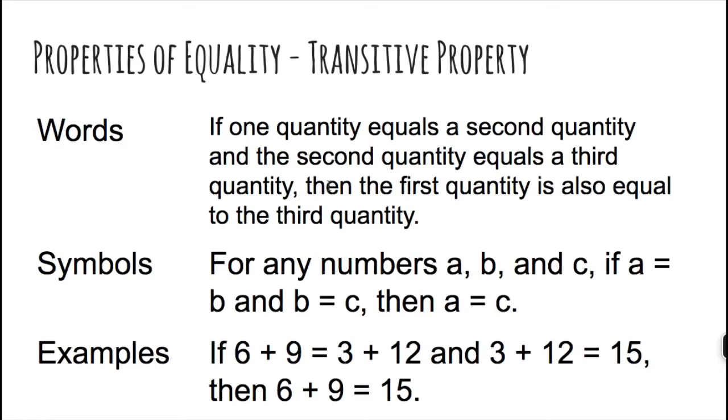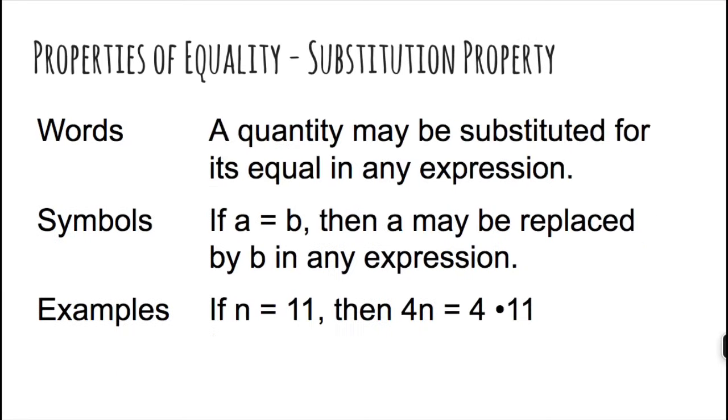In this first set, our next one is the substitution property, which says that a quantity can be substituted for its equal in any expression. So if A equals B, then anytime you see an A, you can replace it with a B. The most common way that we use the substitution property is when we have examples that say n equals 11, and then ask us to substitute it in to simplify an expression. So if n equals 11, then 4 times n would be 4 times 11, or 44.